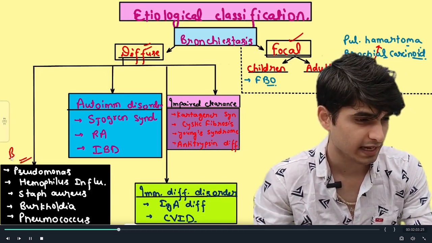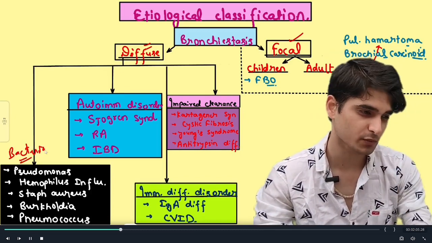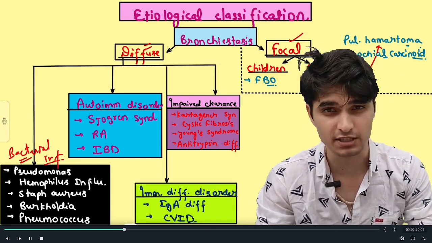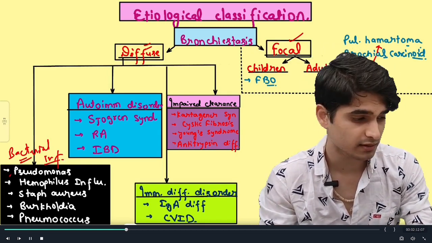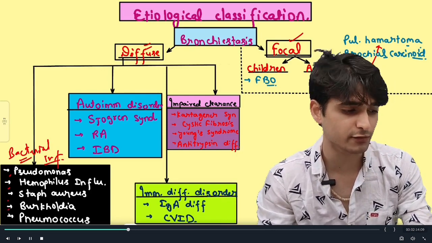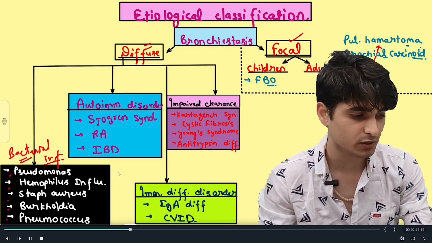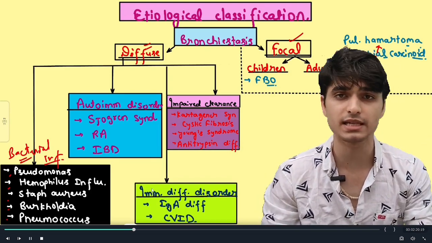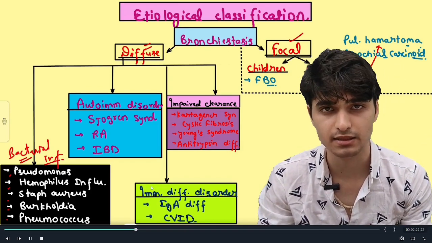चलो हाँ. And with respect to your diffuse variety, right? And we do have several etiologies. Number 1 is bacterial infection, and examples include Pseudomonas, followed by Haemophilus influenzae, Staph aureus, Burkholderia cepacia, and followed by Pneumococcus. And these are the organisms causing bronchiectasis.